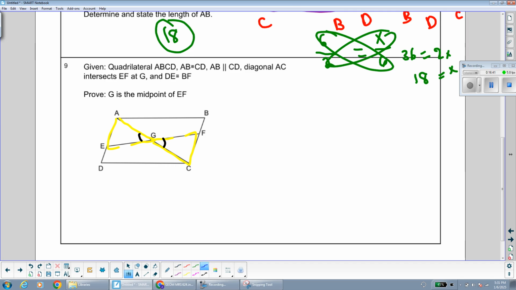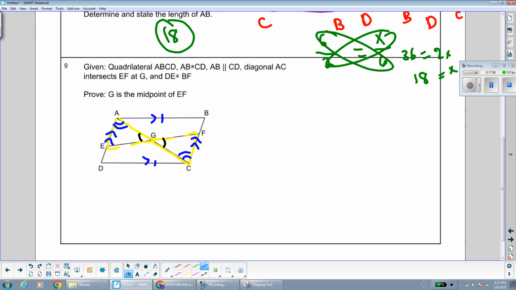We're also told in the givens that AB is parallel to CD and AB is congruent to CD. So the quadrilateral ABCD is a parallelogram. It has one pair of opposite sides both congruent and parallel. So that means if it's a parallelogram, the other pair of opposite sides is parallel as well, creating congruent alternate interior angles.